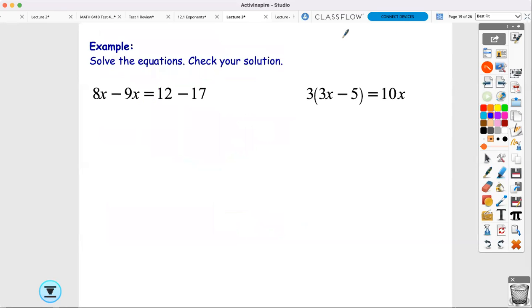So now we have some more equations, guys. I'm going to go ahead and give you a minute to set these up in your notebook before I jump in.